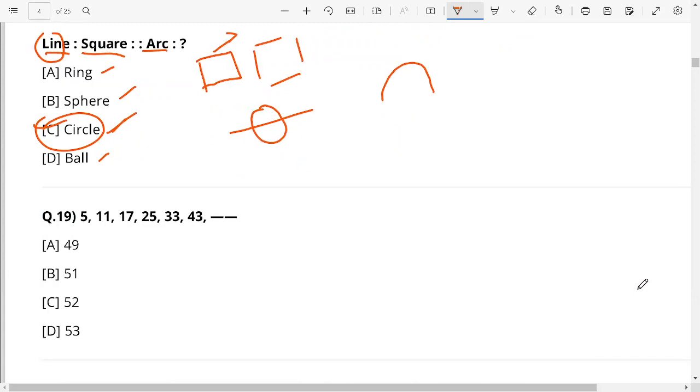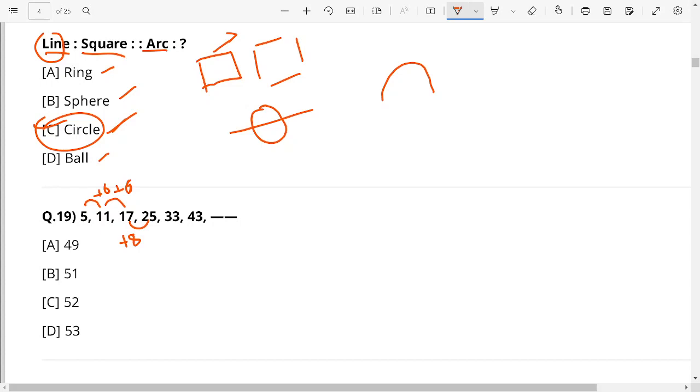Next, 19th question. Again we have a number series here. Just look at the sequence: 5, 11, 17, 25, 33 and 43. What is the pattern here? From 5 to 11, we have plus 6, 5 plus 6 is 11. The same goes from 11 to 17, we have plus 6, 11 plus 6, we get 17. And again from 17 to 25, that is plus 8, 17 plus 8, we are getting 25. The same way here also, 25 plus 8, we will get 33.